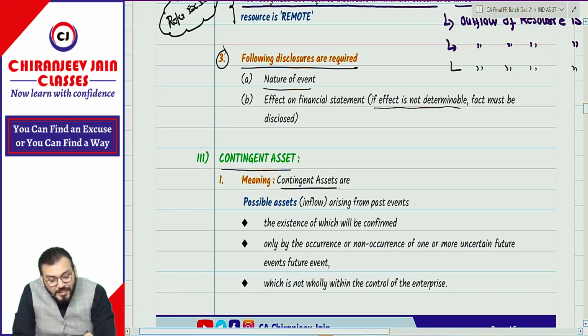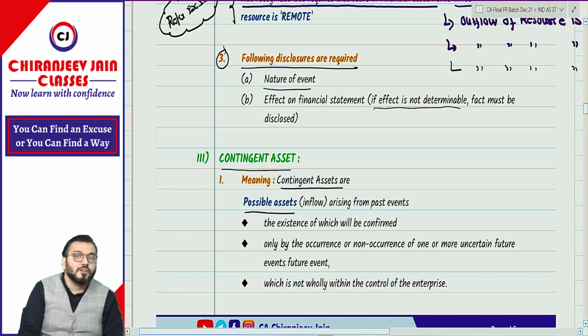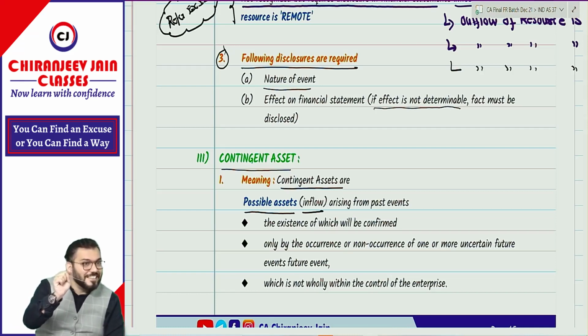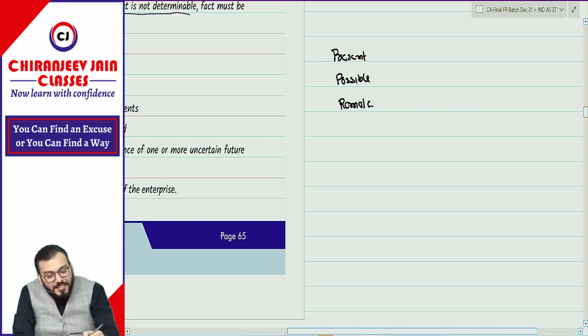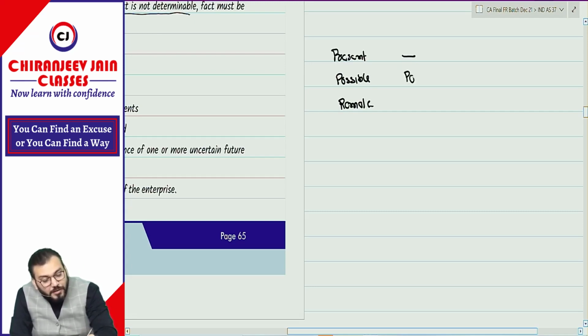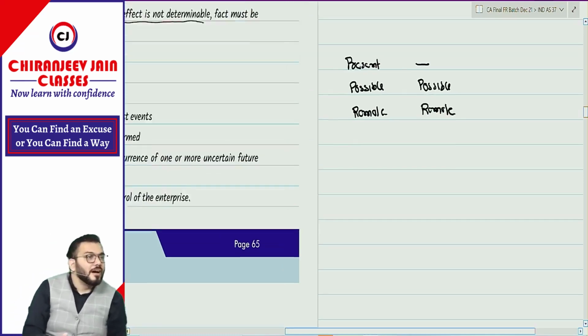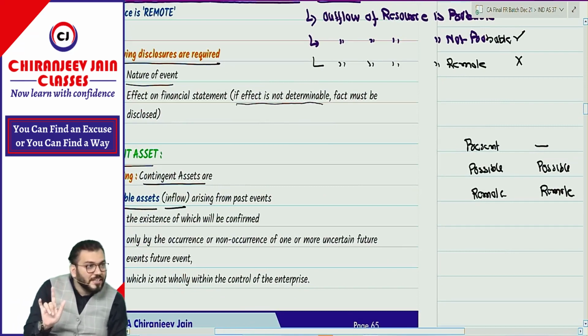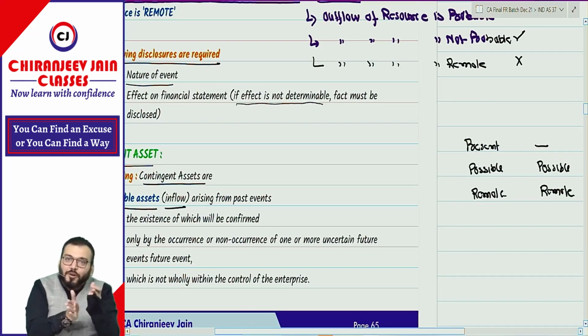So what they said, contingent assets are possible assets. Possible asset means inflow. For asset they have not used the word present asset. Understood? For obligation they have used the words present, possible and remote. But for asset they have used the words possible and of course remote. If it is remote, then there will be no treatment. Are you getting this point? Have you understood?